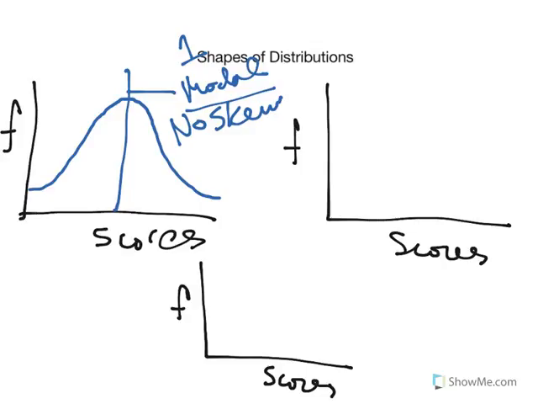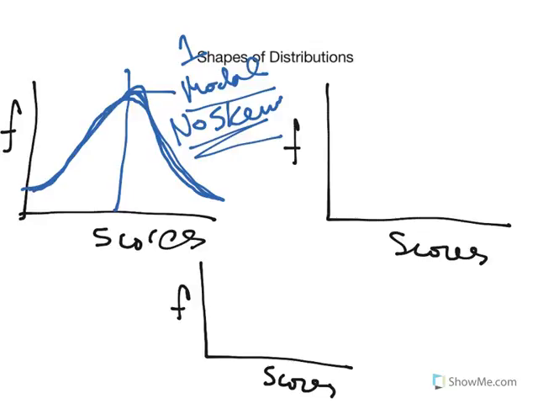Skew has to do with where the mean is, and the mode, I guess, in terms of where that is located compared to the rest of the data points. When the data points fall pretty much the same on both sides of the middle, then you would have a no skew distribution.